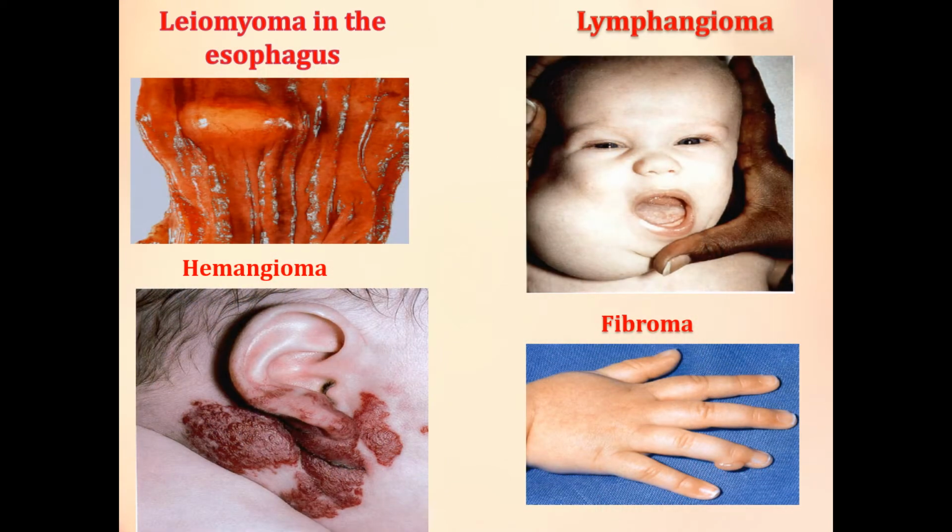This slide demonstrates the mesenchymal tumors. The first, you see the leiomyoma, tumor developed from the smooth muscle. The hemangioma, tumor of the vascular origin, and lymphangioma you see here in the face. The lymphangioma is the tumor developed from the lymph vessels. Fibroma, tumors of connective tissue. It frequently is observed in the breast, uterus, but in this slide you see fibroma developed in the finger of patient.